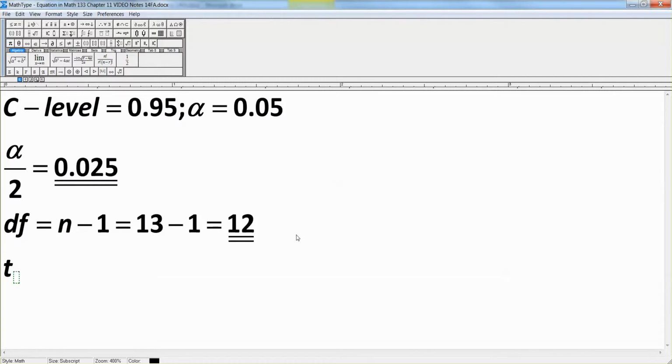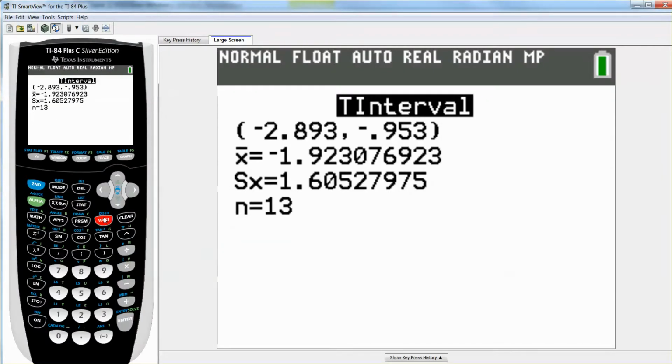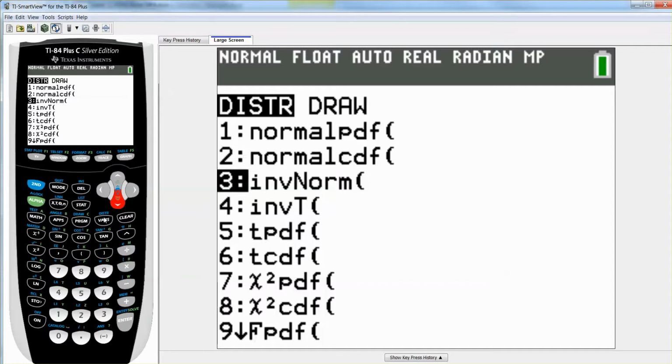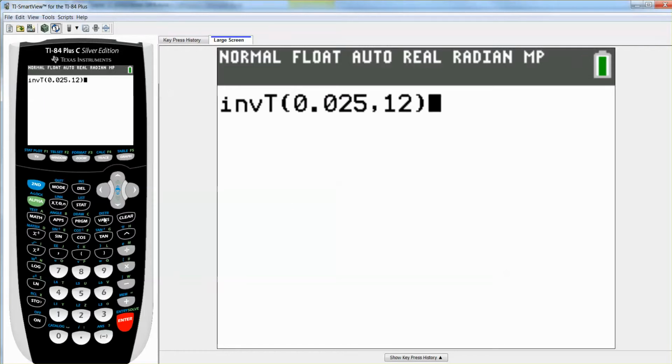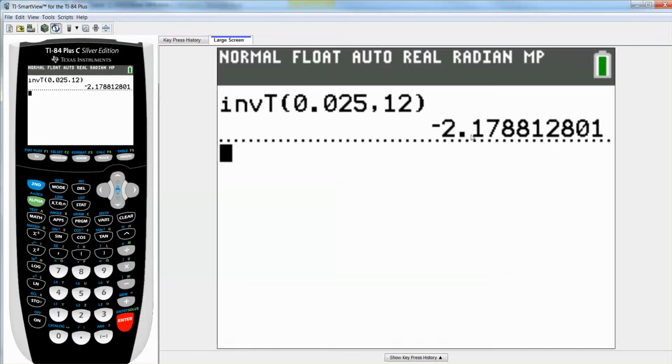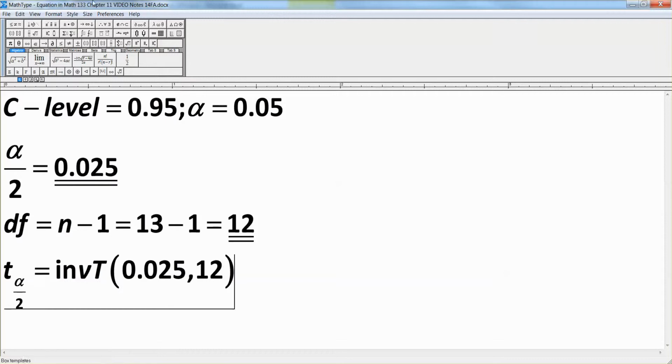So t alpha over 2 would be equal to inverse t of 0.025 comma 12. Let me grab the calculator. So I go to distribution, pick number 4, inverse t, 0.025, 12. Enter. And I get negative 2.179. All right, so that's what my t alpha over 2 is. So t alpha over 2 is inverse t, which is negative 2.179.